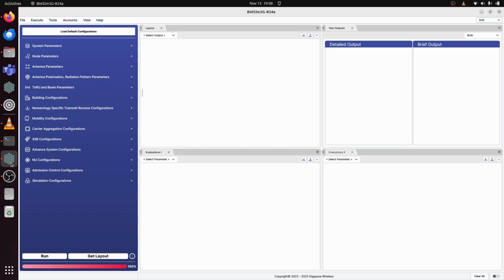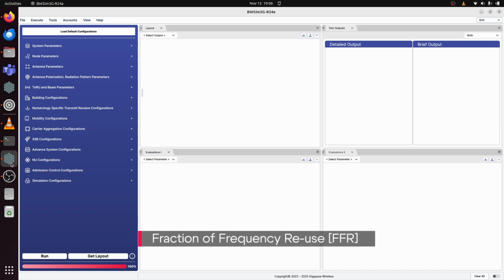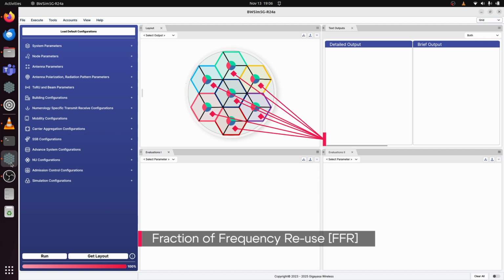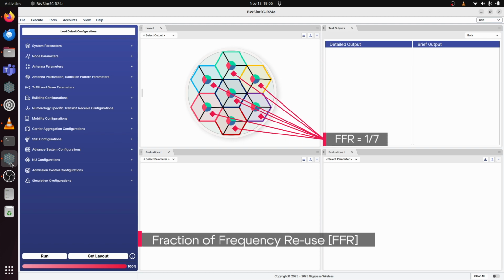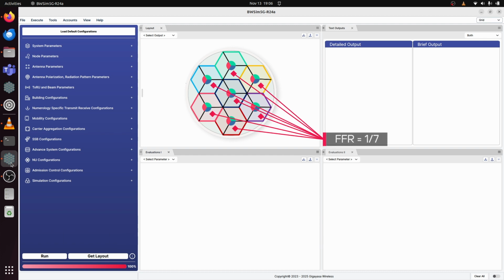Now, the network operators had to strike a balance between the coverage and capacity. This is where the notion of fraction of frequency reuse, known as FFR, comes into play. Say we have a hexagonal cell, the minimum FFR was set at 1 by 7, which means that each cell was allocated a seventh of the available frequency bands.